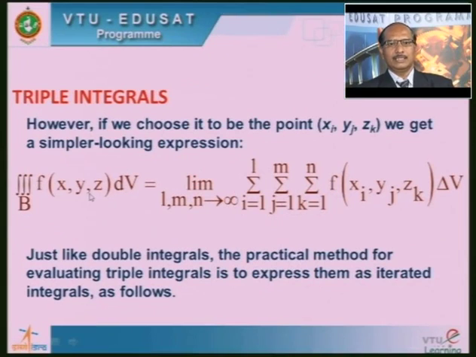Instead of taking the general sample point, you can simplify. If you choose it to be the point (x_i, y_j, z_k), we get a simpler looking expression. The triple integral of f over the rectangular box B is the limit, as l, m, n tend to infinity, of the sum of f(x_i, y_j, z_k) delta V.